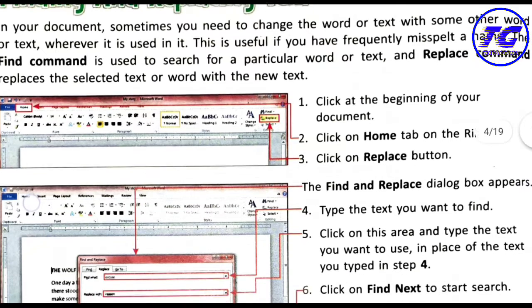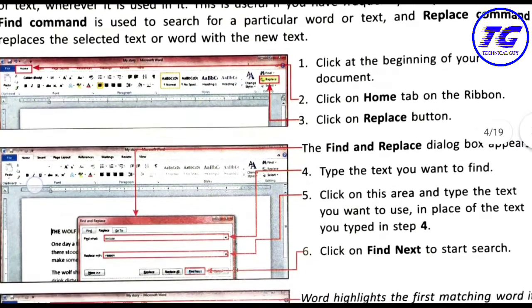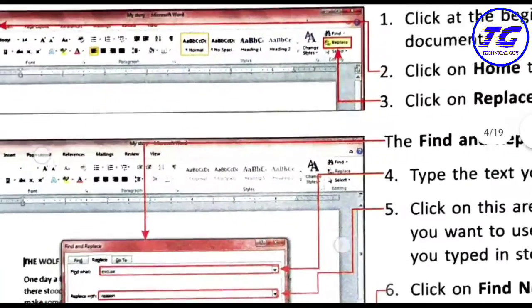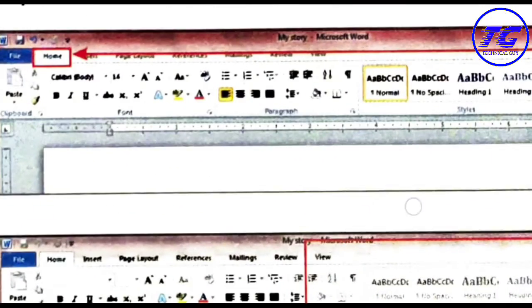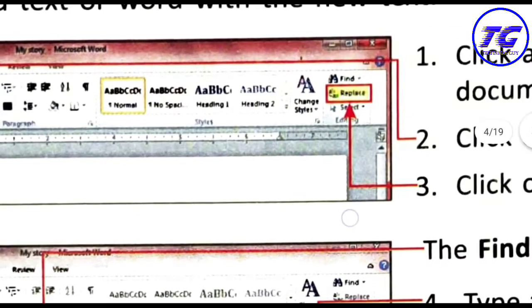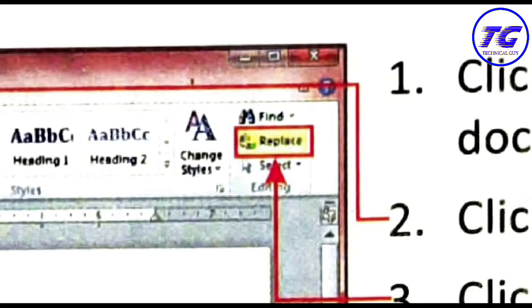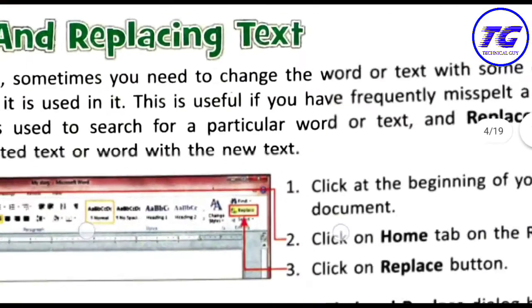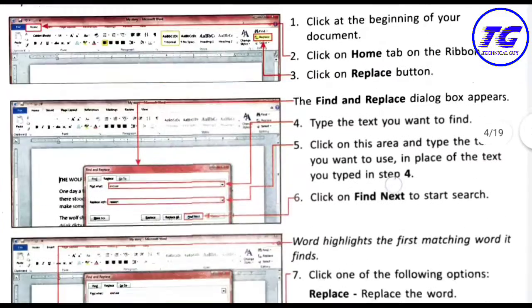These two tools are available under the Home tab. So this is the Home tab, you have to click on the Home tab, and then you have to come on the right side. Here under find you have the replace button, the find button is also there, so you can click on find if you want to find something, and you can click on replace if you want to replace some text in the document.